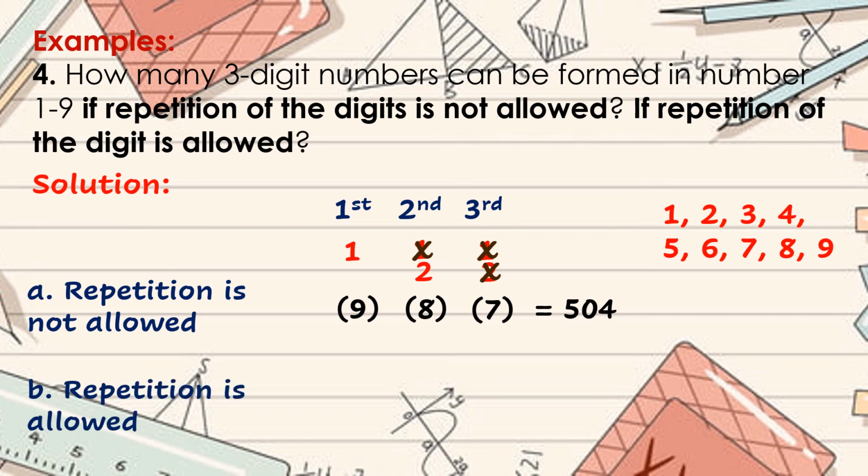For the second one, if repetition is allowed, so dito, dahil si 1, halimbawa, si first digit ay 1, at may allowed ang repetition, pwedeng maulit ang 1 kay second digit at kay third digit number. Okay? Therefore, kung ang choices ni first digit number ay 9, ganun din kay second at kay third. Multiplying this, the number of outcomes is 729.